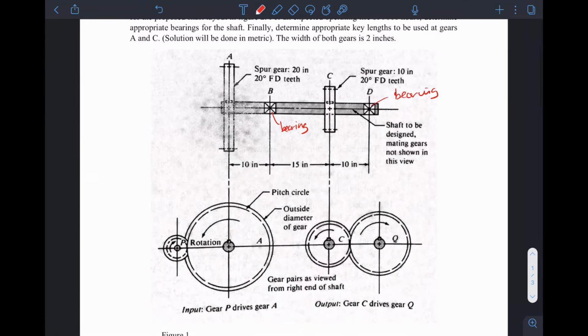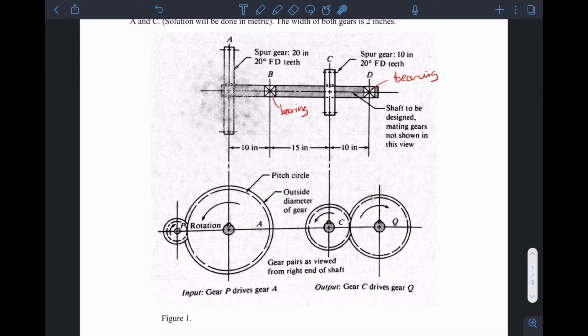If we look at the shaft from the viewpoint of A, this is what we have. We have the gear P, which is input to the shaft. It would actually rotate gear A, and as the shaft is rotating, gear C now rotates gear Q, which is the output.